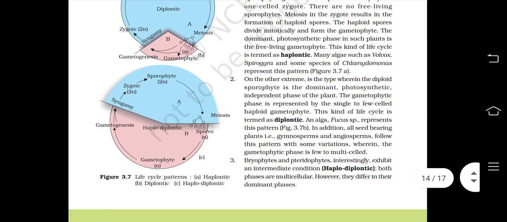On the other extreme is the type wherein the diploid sporophyte is the dominant photosynthetic independent phase of the plant. The gametophytic phase is represented by the single-celled to few-celled haploid gametophyte. This kind of life cycle is termed diplontic. The alga Fucus represents this pattern. In addition, all seed-bearing plants, that is gymnosperms and angiosperms, follow this pattern with some variations wherein the gametophytic phase is few to multicelled.